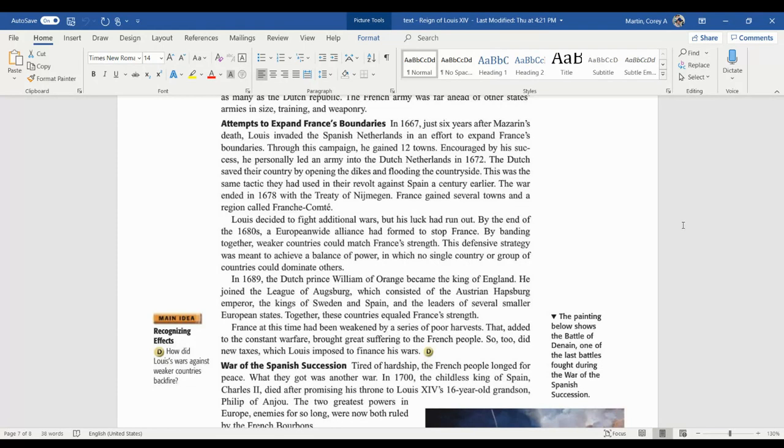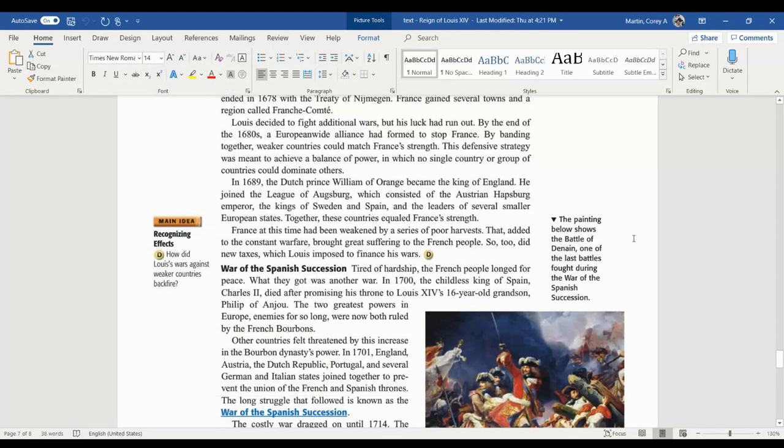The war ended in 1678 with the Treaty of Nijmegen. France gained several towns and a region called Franche-Comté. Louis decided to fight additional wars, but his luck had run out.